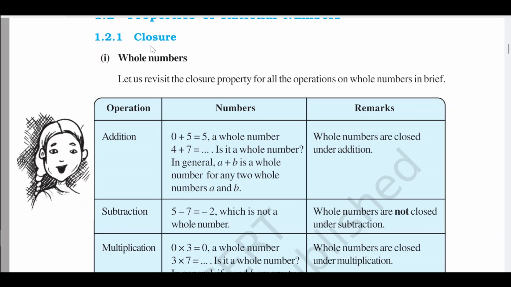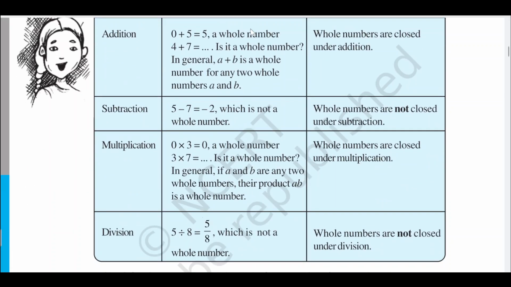Closure property analysis on whole numbers. Let us revisit the closure property for all operations on whole numbers in brief. Okay. So addition. We are adding two whole numbers. 0 is also a whole number. We are adding 5, we get 5. 4 plus 7, we get 11. Whole number both sides. In general, for any two whole numbers a and b, a plus b is a whole number. So whole number is closed under addition. Closure property follows under addition.